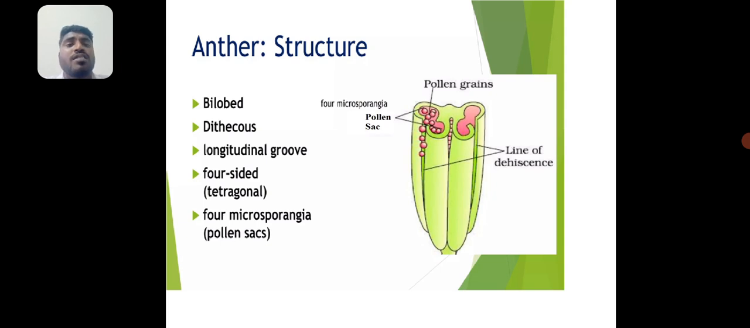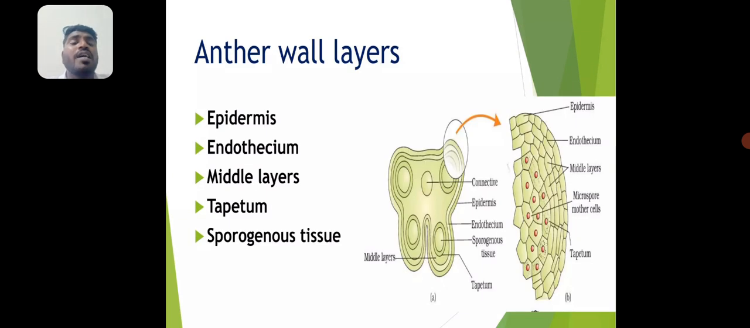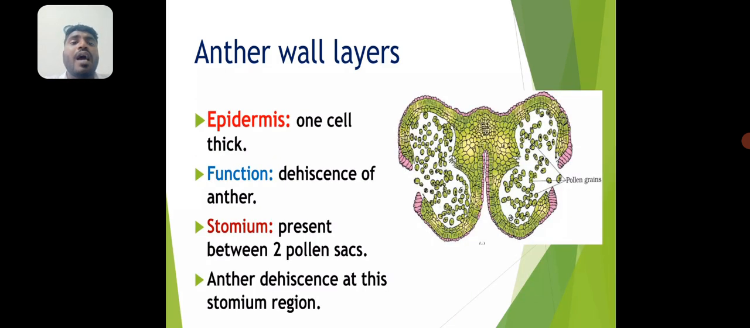Anther structure: it is bilobed and dithecous, with longitudinal growth. It is four-sided, tetragonal, with four microsporangia, called pollen sacs. Anther wall layers: epidermis, endothecium, middle layer, tapetum, and finally the sporogenous cells. The first layer is the epidermis, one cell thick. Its function is protection of the anther. The stomium is present between two pollen sacs. Anther dehiscence occurs at this stomium region.